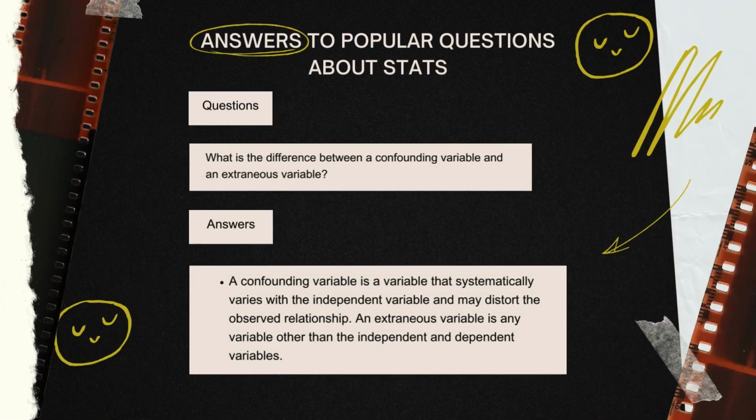Question: What is the difference between a confounding variable and an extraneous variable? Answer: A confounding variable is a variable that systematically varies with the independent variable and may distort the observed relationship. An extraneous variable is any variable other than the independent and dependent variables.